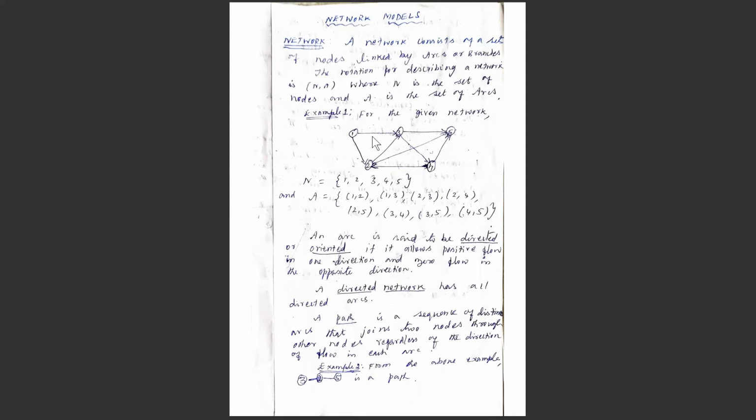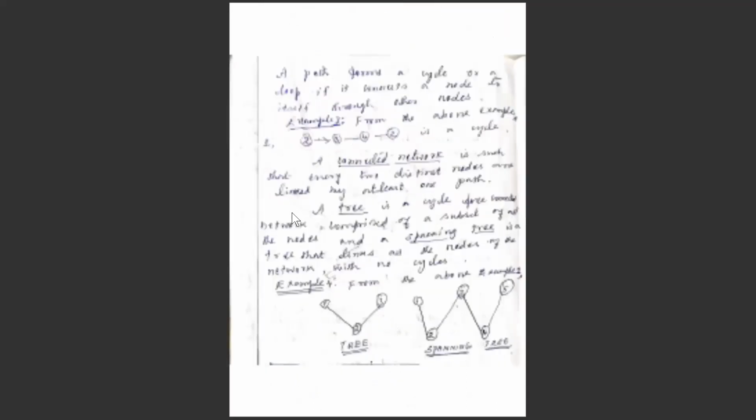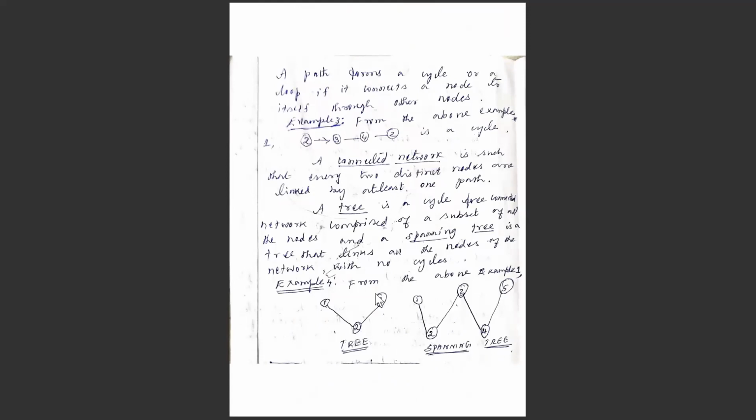This path doesn't form a cycle. So this is a connected network and there is no cycle. So it is an example for a tree. 1 to 2, 2 to 3. There is no path from 3 to 1. So there is no cycle here. So this is an example for a tree.